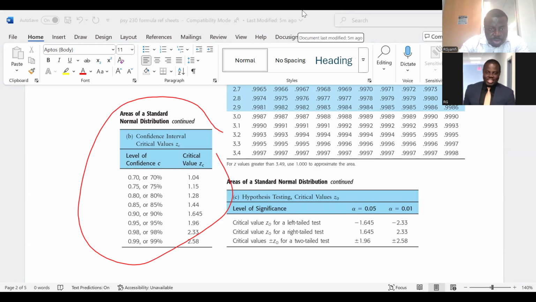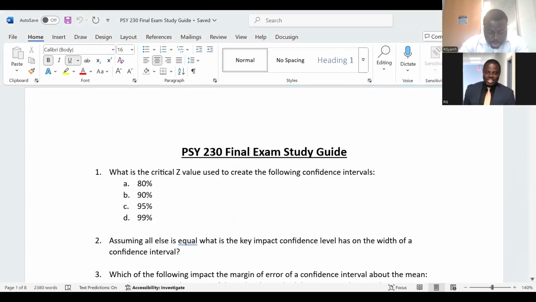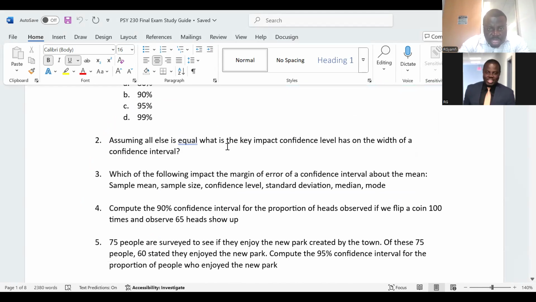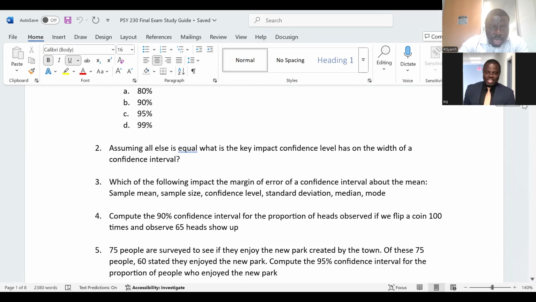All right, let's quickly go to number 2 in the study guide. In problem 2, assuming all else is equal, what is the key impact confidence level has on the width of a confidence interval? In this problem, you've got to take your time to read it to understand it. Assuming all else is equal, that is with the confidence interval formula, everything is equal. It says all else because it's referencing the confidence level. So if everything else is equal, what is the impact the confidence levels, which we have in problem 1, have on the width of the confidence interval?